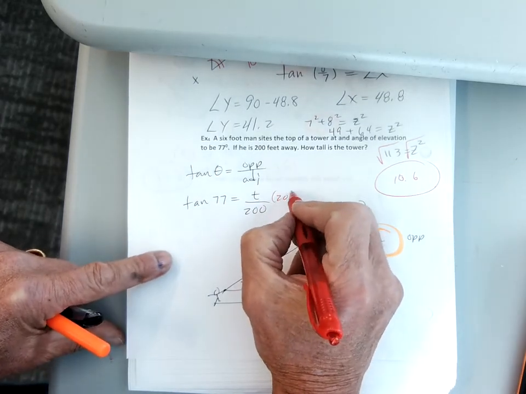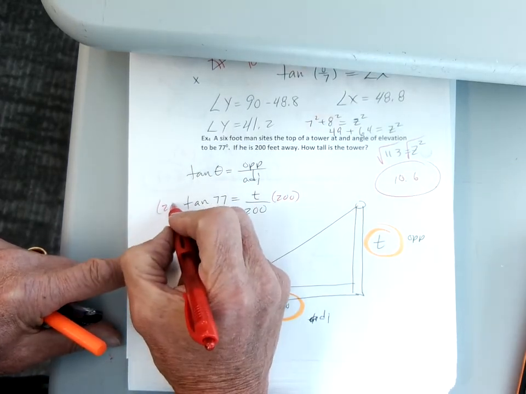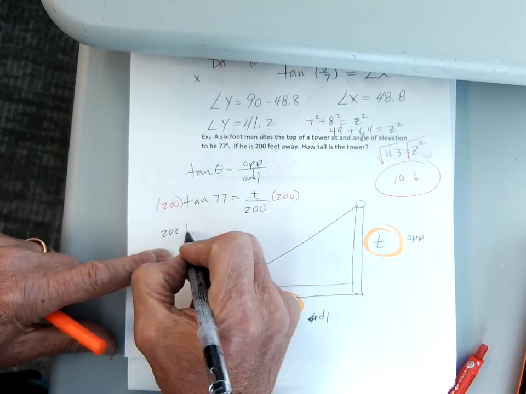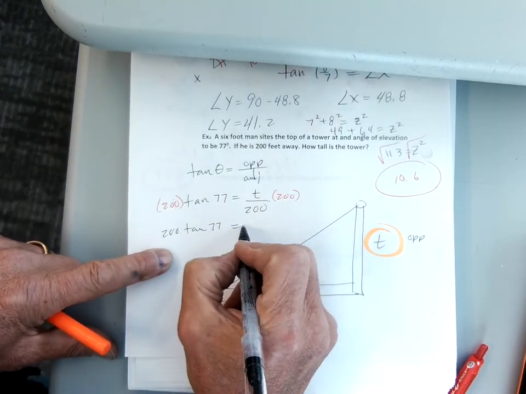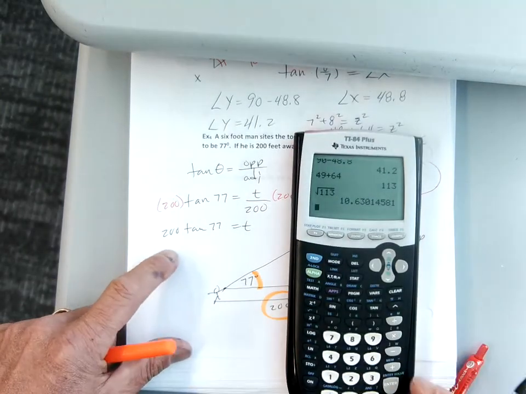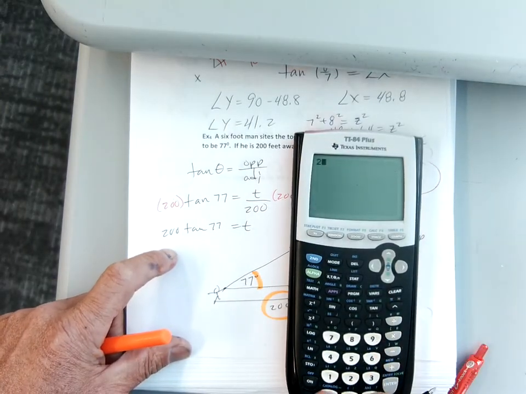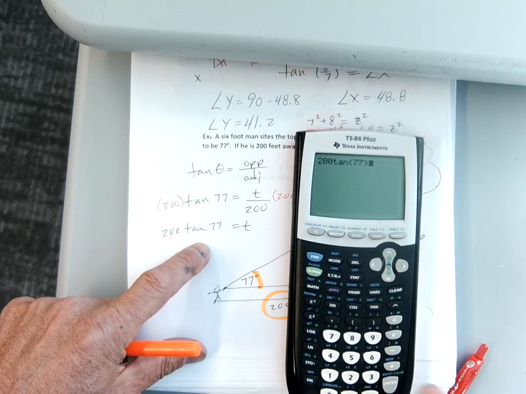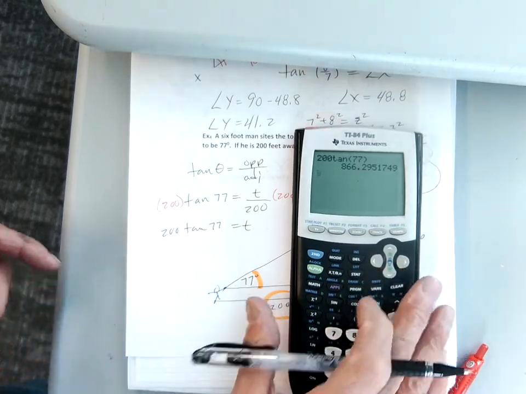You already got it. Nice job, you guys. You're ahead of me. I like it when you're ahead of me. So what is 200 tangent of 77? You guys already got the answer. I'm going to do that real quick on my calculator, right? 200 tangent 77. I get 866.3.